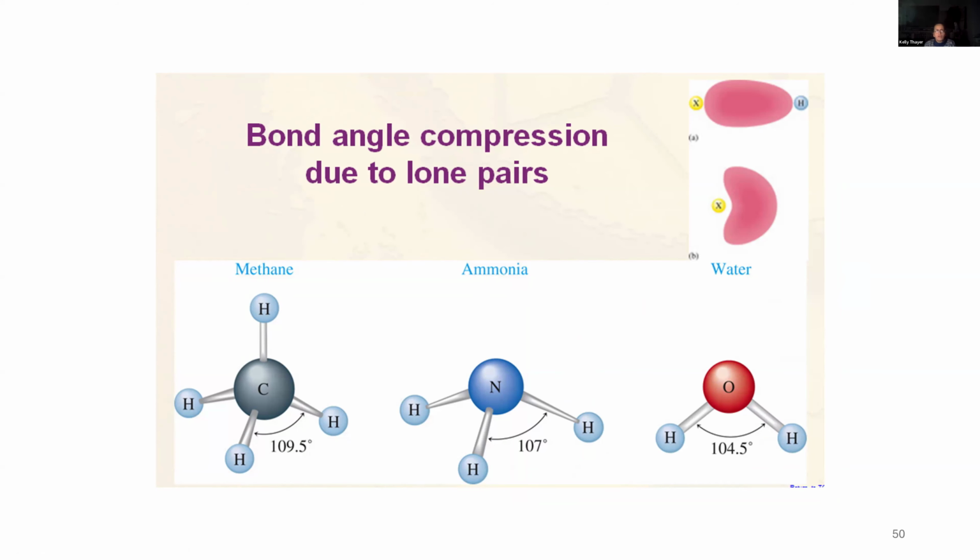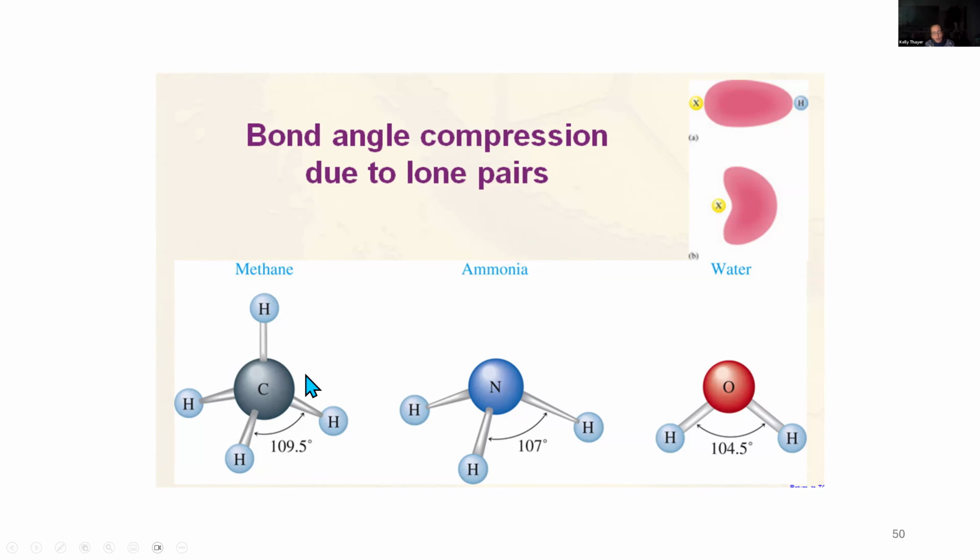The bond angle is going to experience a bit of compression due to the lone pairs. In other words, the lone pairs take up a little bit more space than the bond would. Now, it's not perfect, so these are all approximate. But what we see is that when we have a perfect tetrahedron, where all of these things are equal, the angle here is going to be 109.5.